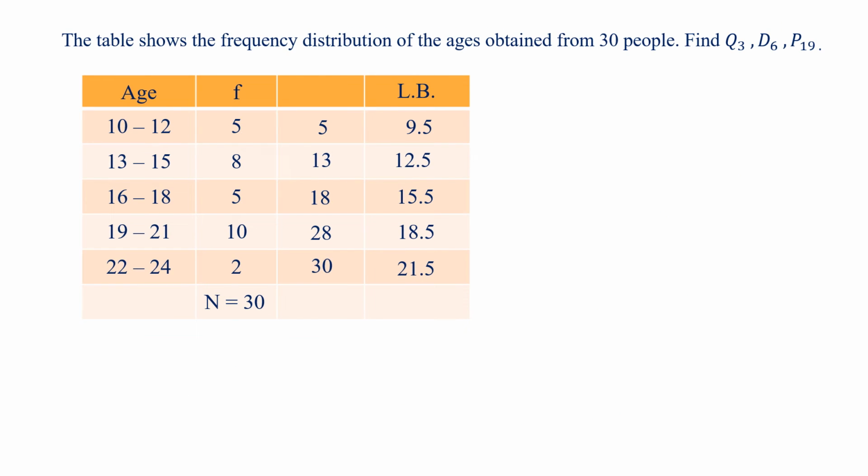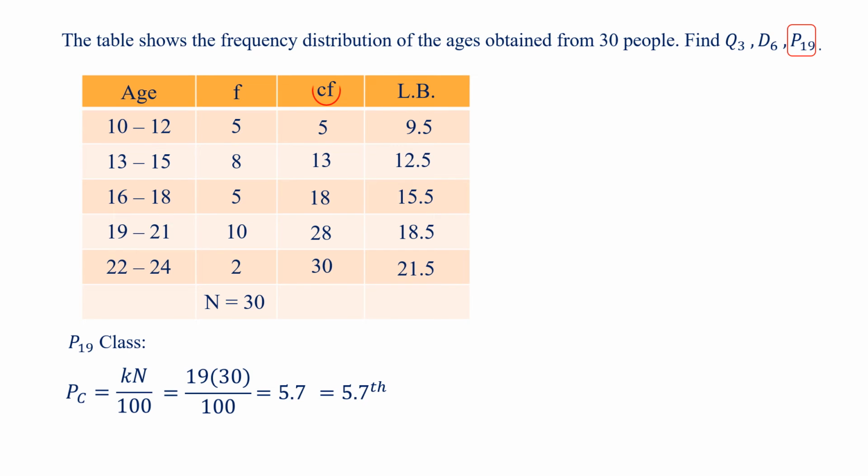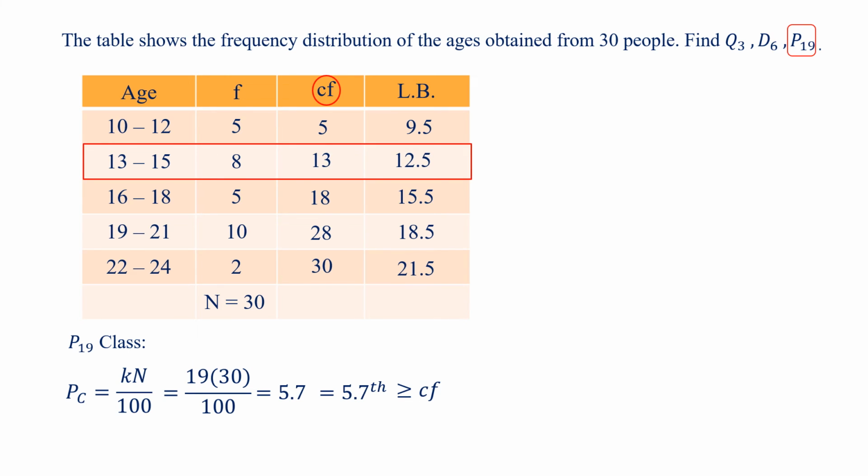Now, the last one, we are going to solve P19. To get P19, we are going to determine the P19 class first. So using the formula kn over 100, substituting your k and n, we get 19 times 30 over 100, which is equal to 5.7. So in here, take a look at your CF, and which is the first number greater than or equal to 5.7? Correct, it is 13, so therefore, this is your P19 class.